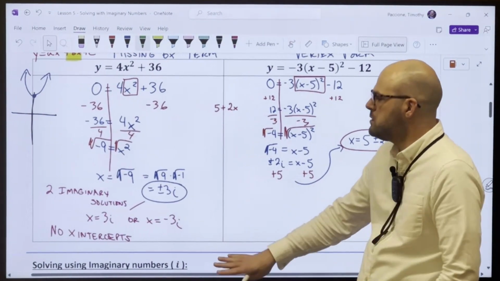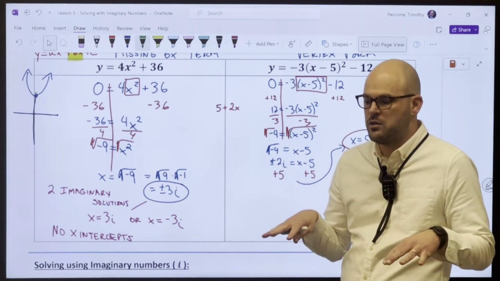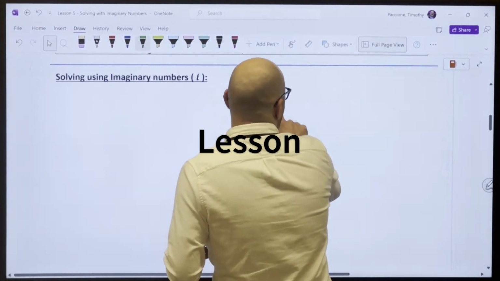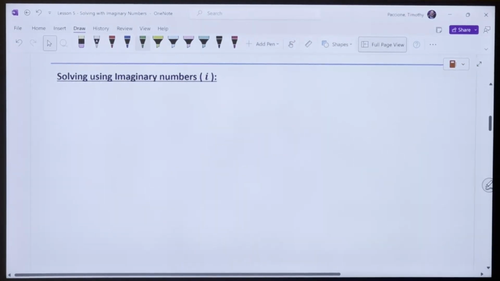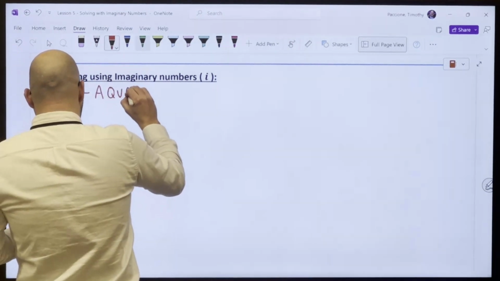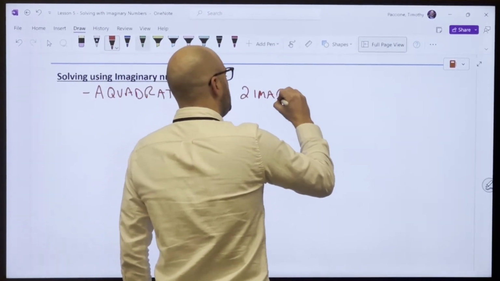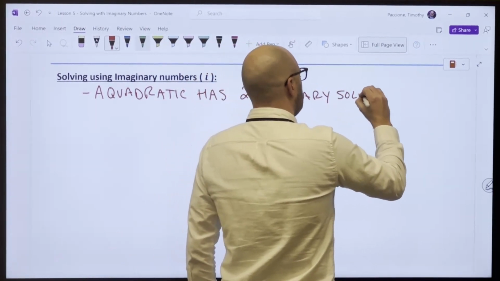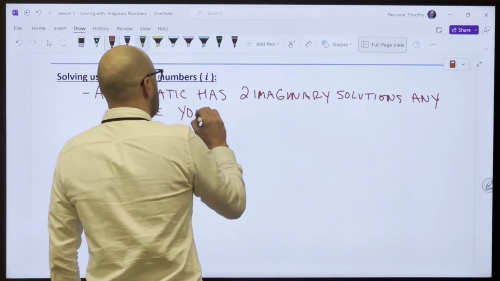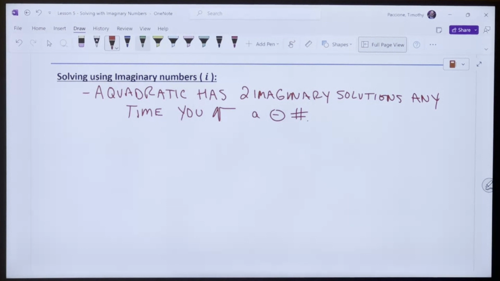Okay, all right, so let's summarize our takeaways about x-intercepts and imaginary solutions, and then we'll practice, and then you'll have some time to work yourselves on some practice problems, and then we'll be done. So let's talk about solving using imaginary numbers. Here's the deal. A quadratic has 2 imaginary solutions anytime you square root a negative number in your solving, right?